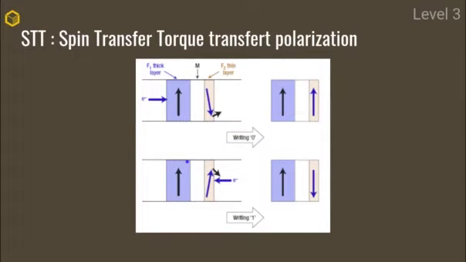And now for writing, if I am in the parallel configuration and I want to go to anti-parallel, then instead of coming through this side, my electrons would come through this side. And so all the electrons that have this polarization will simply be able to flow through without much resistance. But the electrons that do not have these polarizations are actually going to be reflected in a way, and then they're gonna hit my free layer, and they're the ones that are gonna nudge it little by little until we hit an anti-parallel configuration.